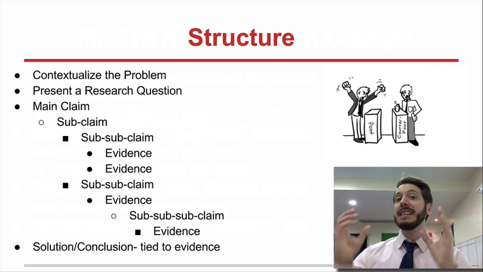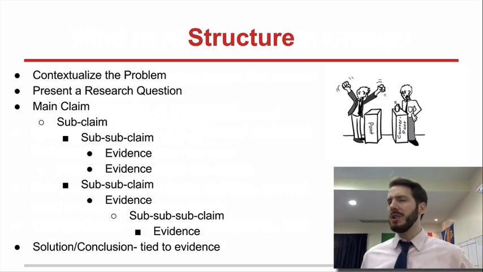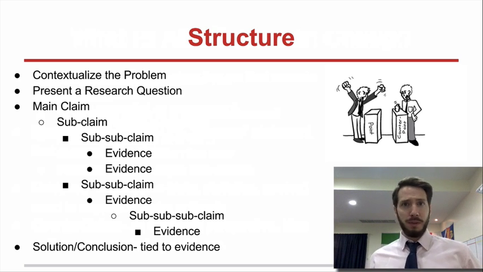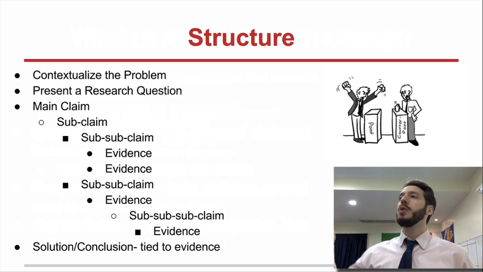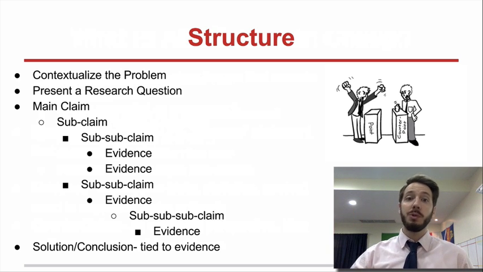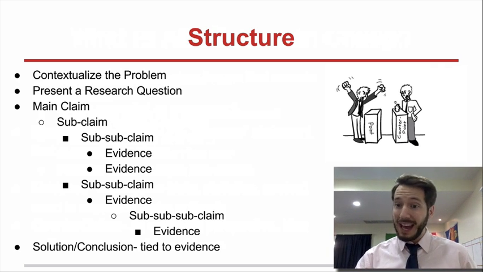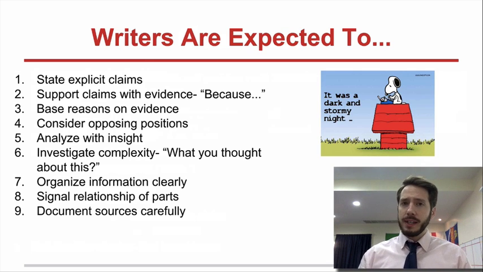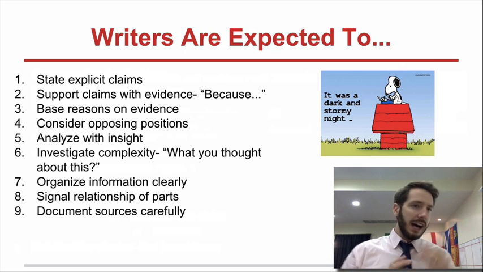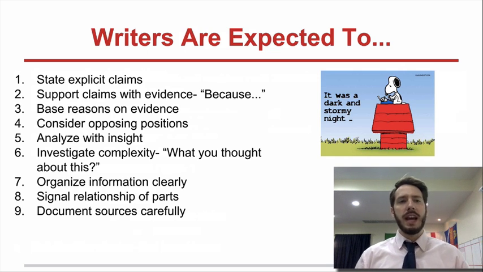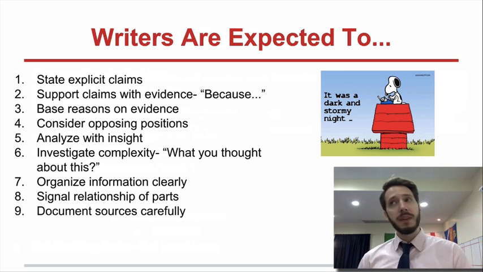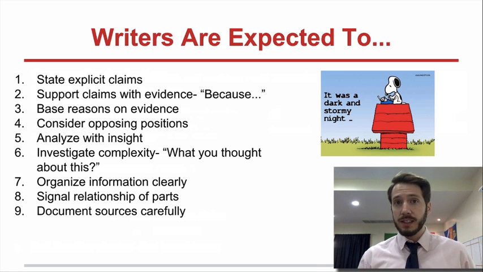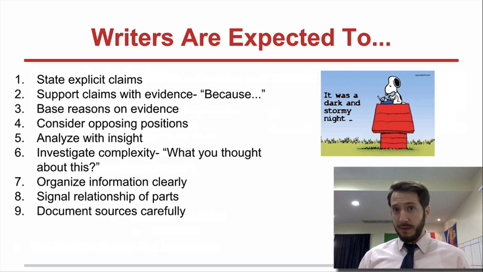And I have to tie that to evidence. I can't just say, here's what we should do. Well, who am I? I'm not an expert in this particular topic. You have to tie your solutions and conclusions to evidence. And yes, we have a video about that as well. Now, writers are expected to do a lot of things in arguments, and we've covered a lot of these issues already in this video. I just want to focus on number 5 and number 8. Two things you must do in argumentative pieces, whether you're presenting or writing, is you have to analyze evidence and you have to synthesize evidence.